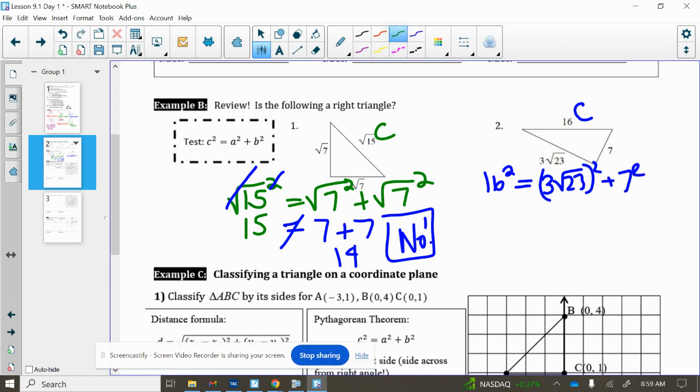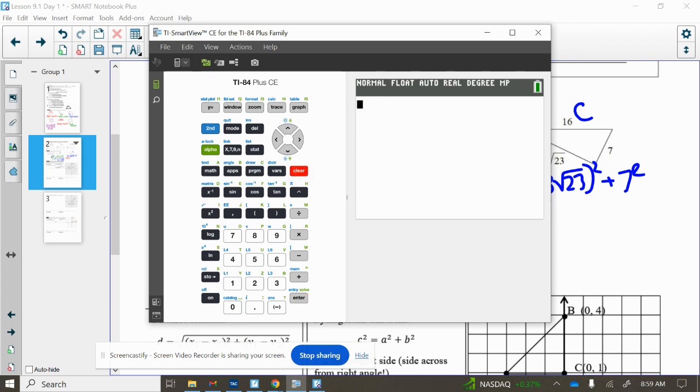Well, 16 squared is 256. And then we need to be careful because 3 times the square root of 23 is squared. You want to square both pieces. So we want to make sure when we type this in, you use parentheses appropriately because we need to make sure that we square both the 3 and the square root of 23.